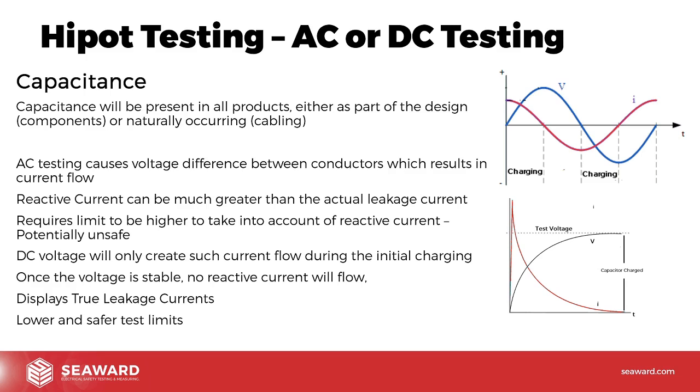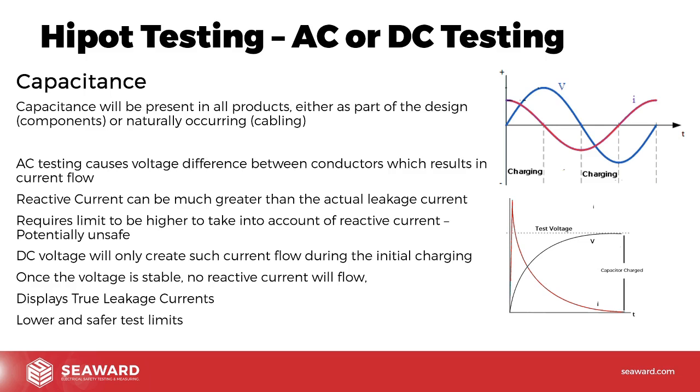So when we apply the voltage, the voltage difference between the two conductors will result in what we call a reactive current flow across that capacitance. And again, that capacitance could be naturally occurring in your cabling, in components you've got. So the reality of performing an AC test and not picking up some sort of reactive current flow is pretty small. It's going to be there. Now, the thing to consider in this instance is your reactive current flow and your actual leakage are going to be combined within this measurement. And we don't know which is which. So we have to ensure that our limits take into account both components here.